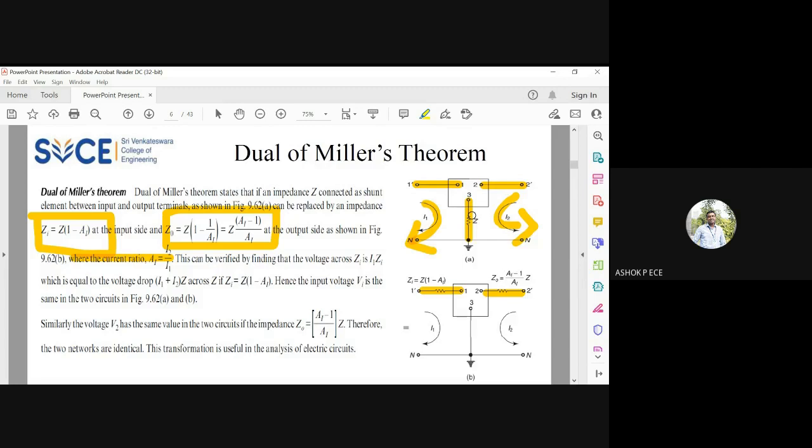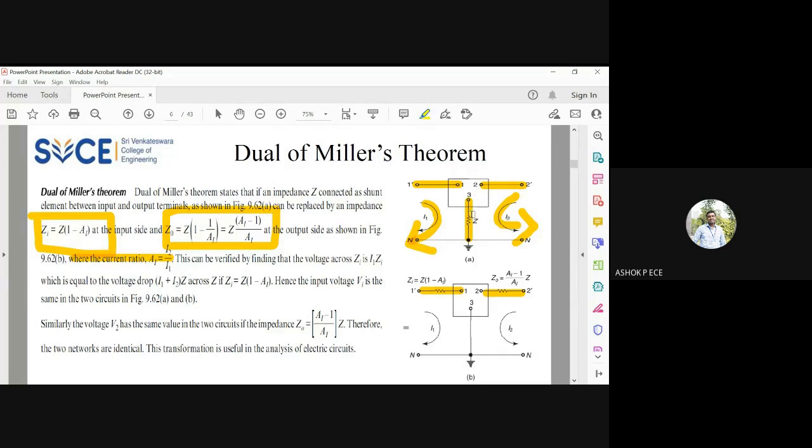The only thing you should know is the current gain of the circuit. If you know the current gain, you can apply that and simplify the impedance Z into two components. One is Zi, at the input side, and the second is Z naught, at the output side. So we are decomposing the common component present between input and output into a separate component at the input and a separate component at the output using Miller's theorem.